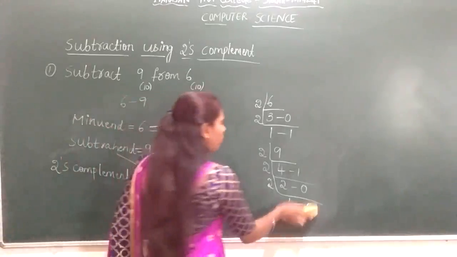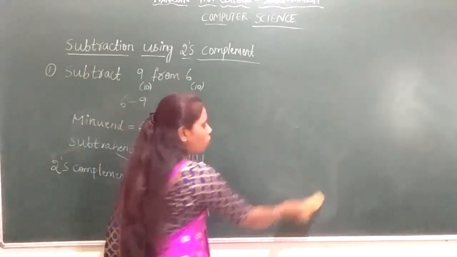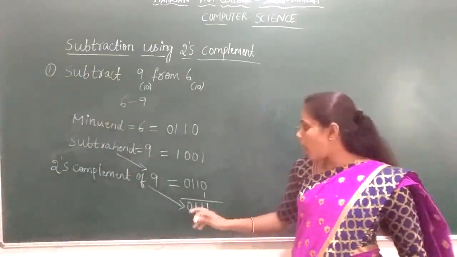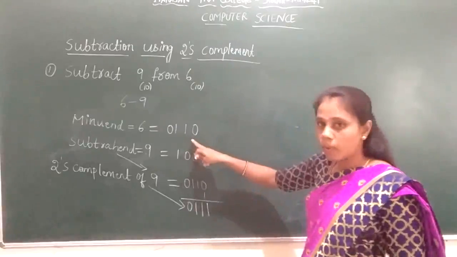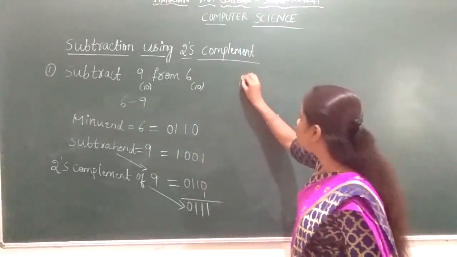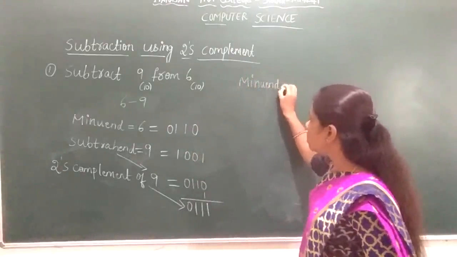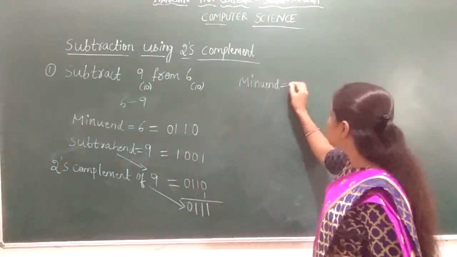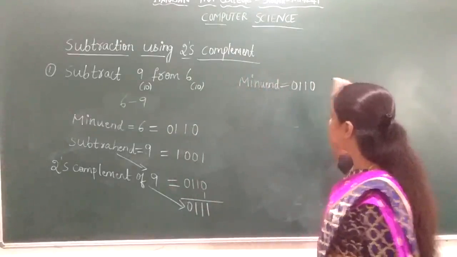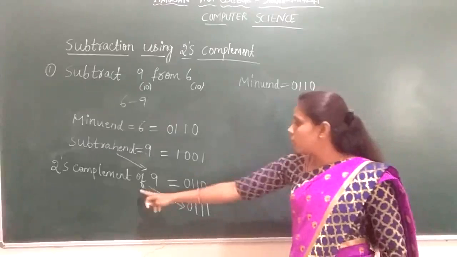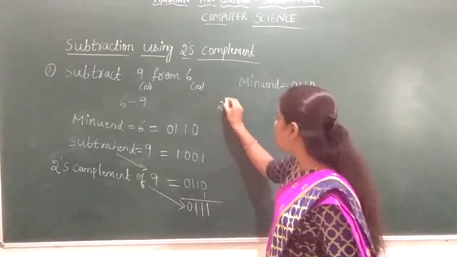Next, after finding the 2's complement, what should you do? You should add this 2's complement to the minuend. Now take the minuend. Here the minuend value is 0 1 1 0. Next, the 2's complement of the subtrahend.